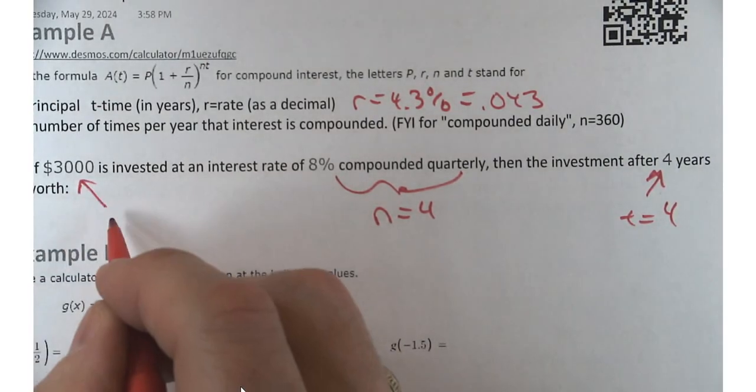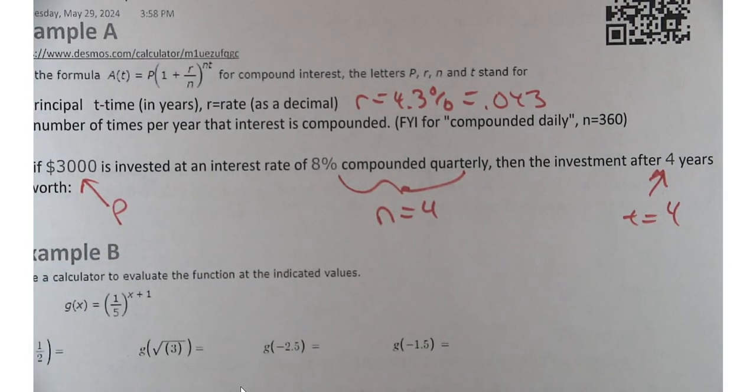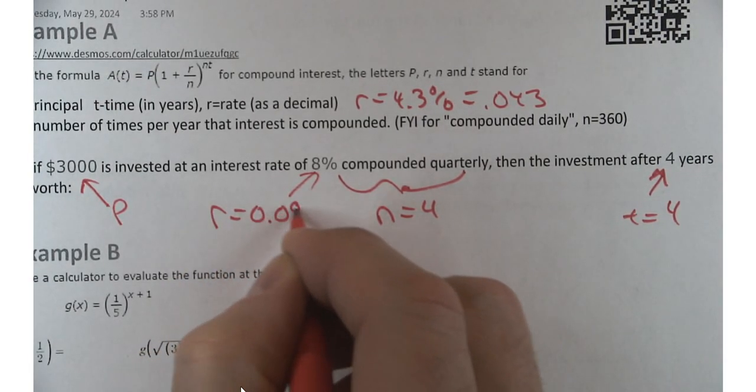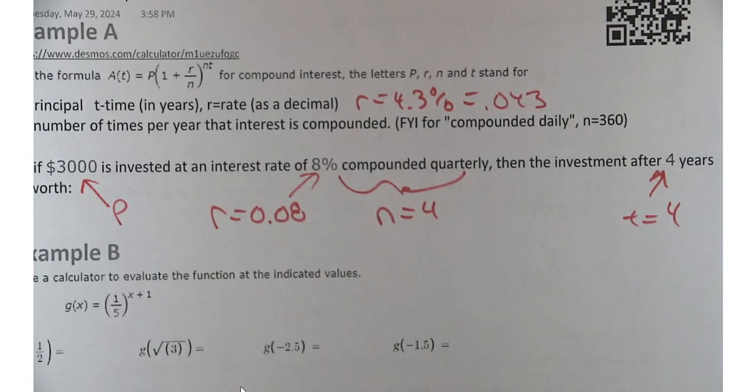That's your principal, 3,000. And I think we've got pretty much everything we need. And rate of interest. What should I put in for R? 0.08. Yeah, thank you, 0.08. So let's fill in our formula.